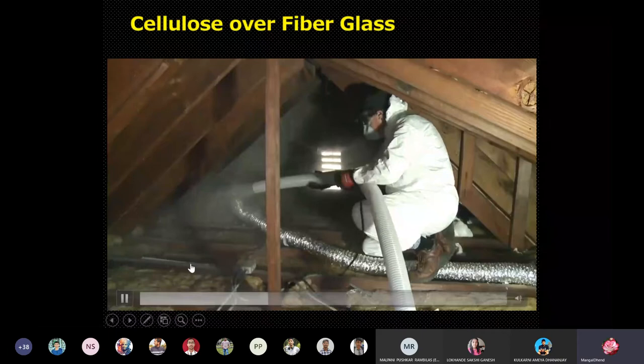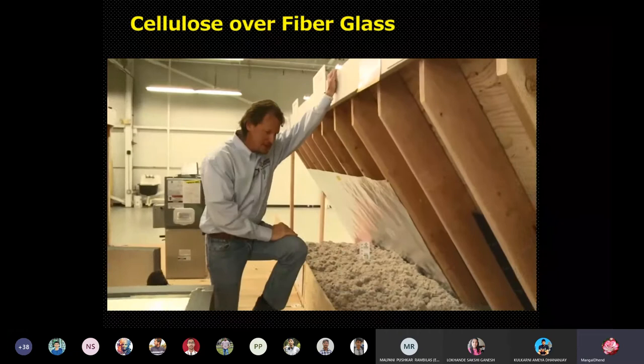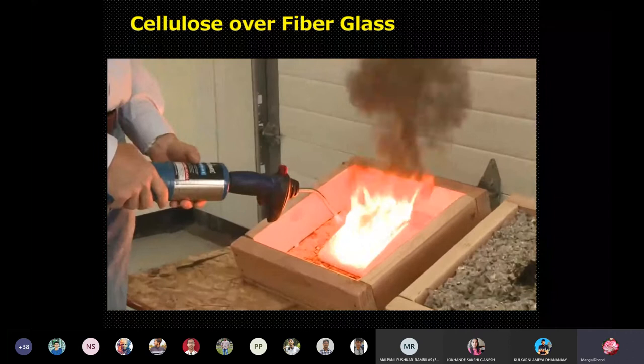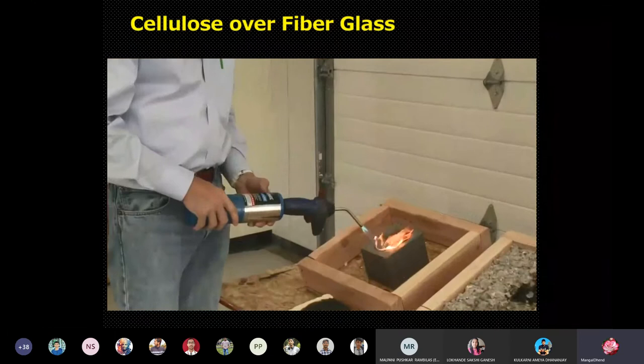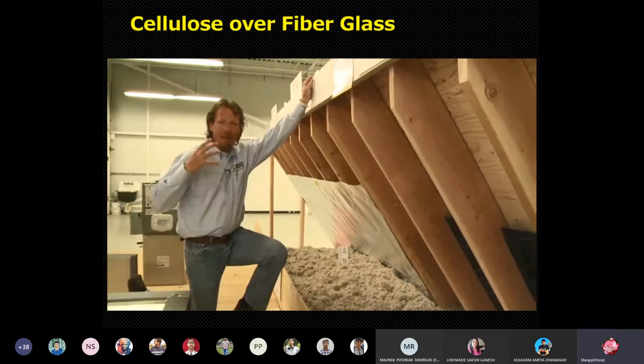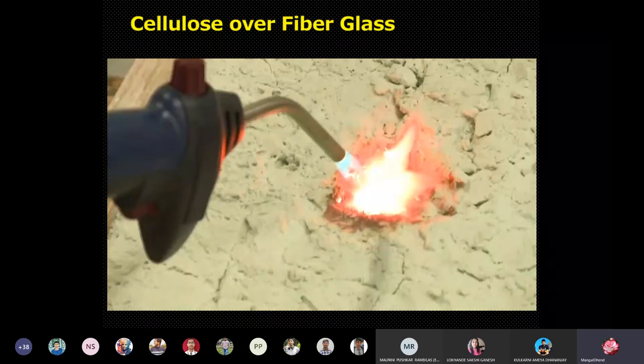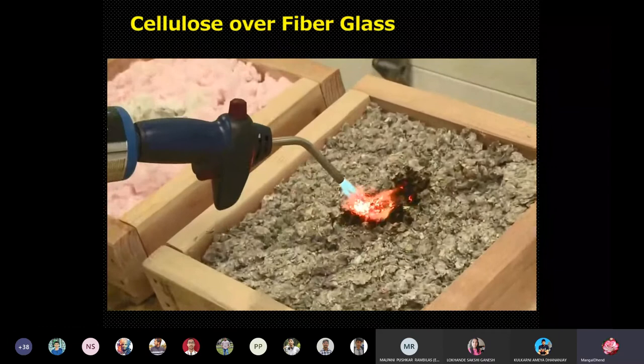We did a fire test with a torch and burned many different insulation materials: fiberglass batts, open cell spray foam, closed cell spray foam, polyisocyanurate board foam, extruded polystyrene board foam, expanded polystyrene board foam, and two other products called aircrete and cellulose. And by far, by a mile, the two best performing insulations were aircrete and cellulose. They both performed equally, absolutely fantastic.